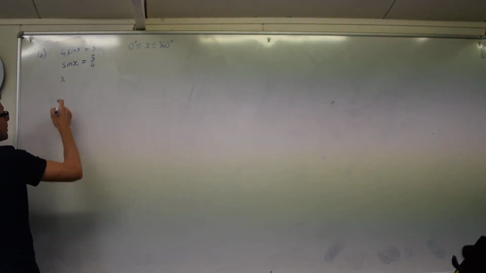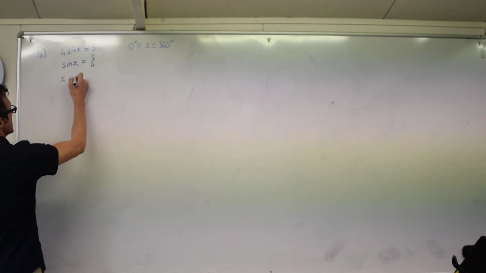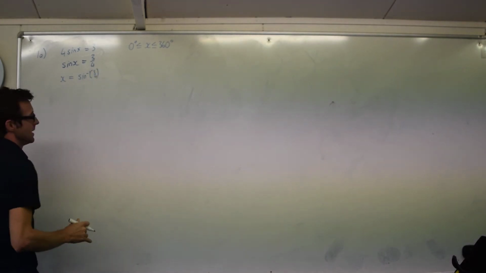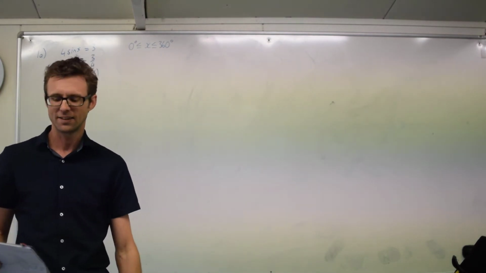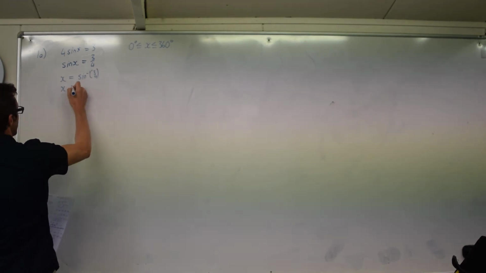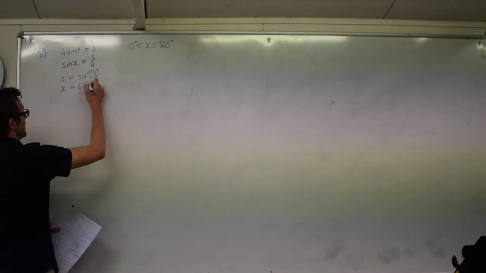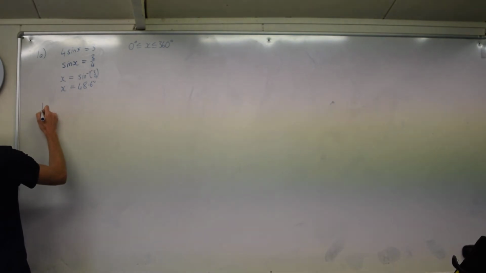And then how do I get rid of the sine? I've got to do the inverse sine, so my next line is going to be x is equal to inverse sine of 3/4. Now, since we're working in degrees, make sure when you do this your calculator is set to degrees. And when you do this, you'll get x is equal to 48.6. Now this is our principal value, this is the value the calculator gives us. At this stage I like to sketch a little graph.